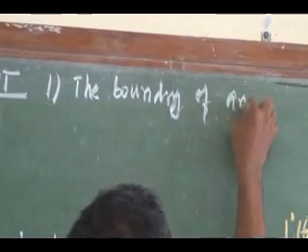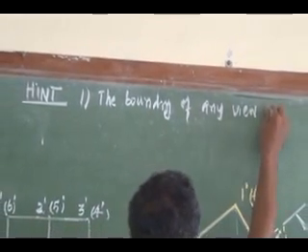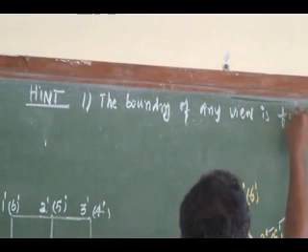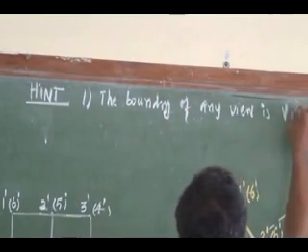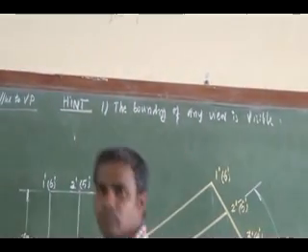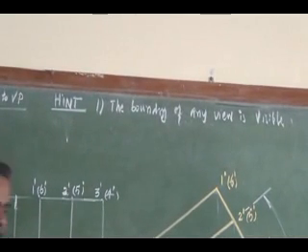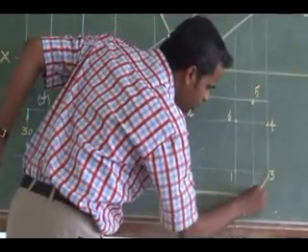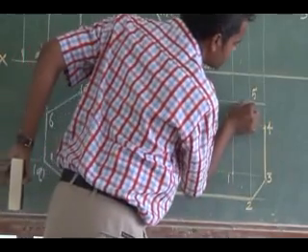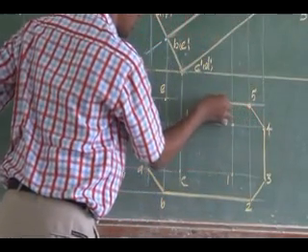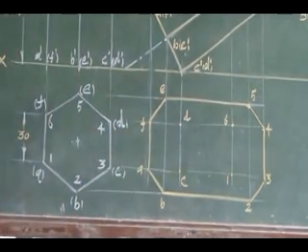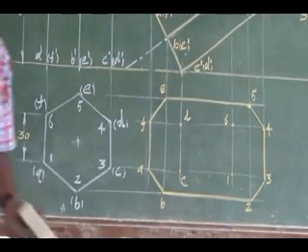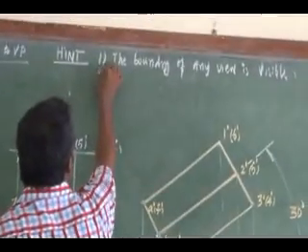Boundary of any view is fully visible. Right, so the boundary is visible. So what I can do is, the whole boundary is visible, I can just connect and join all the boundaries as a visible one. So this is my boundary. Boundary of the view is fully visible. Right. Then see the second hint that you can have.